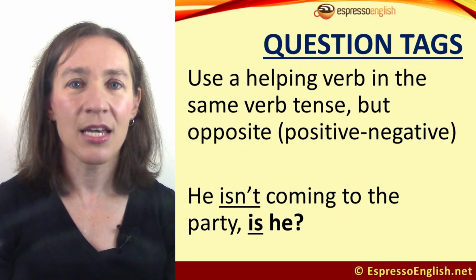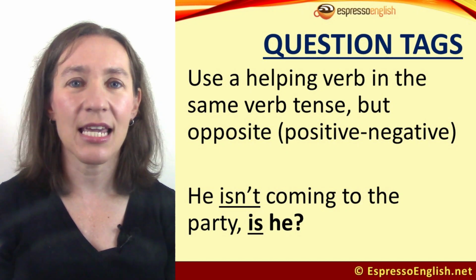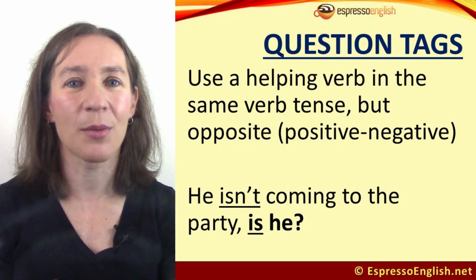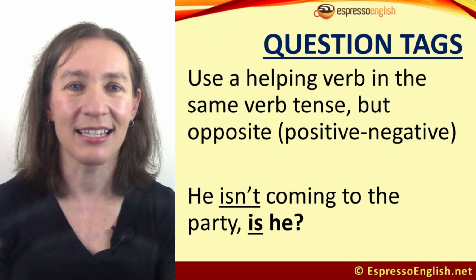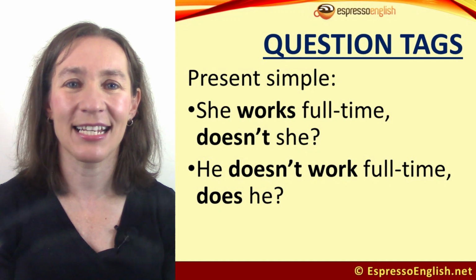For example, he isn't coming to the party, is he? The main statement is negative, isn't, so we use the opposite form, the positive form, in the question tag. Is he? Let's look at more examples in different verb tenses.